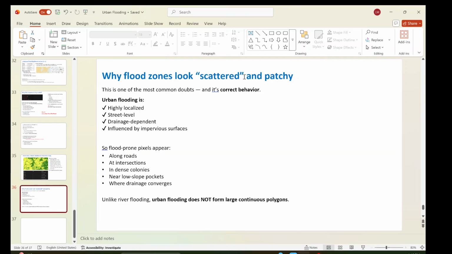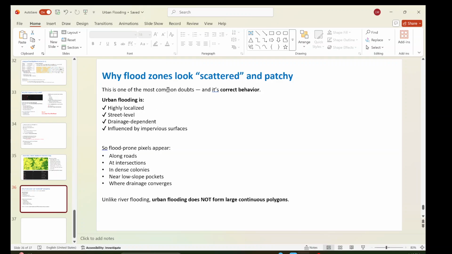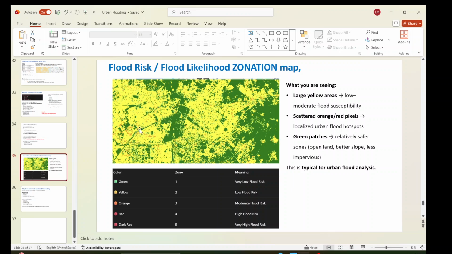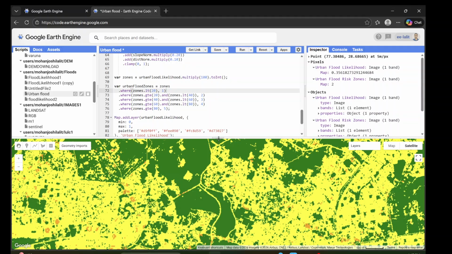And why are flood zones scattered and patchy? It's scattered here and there, right? This is one of the most common doubts, and it is correct behavior. We all know urban flooding is highly localized, street level, drainage dependent, influenced by impervious surfaces, so flood-prone pixels appear along roads. You can see here, these are the routes. You can see clearly roads, intersections, and dense colonies, and low-slope pockets where drainage collects. Unlike river flooding, urban flooding does not form large continuous polygons. That is the thing, so you can try this.